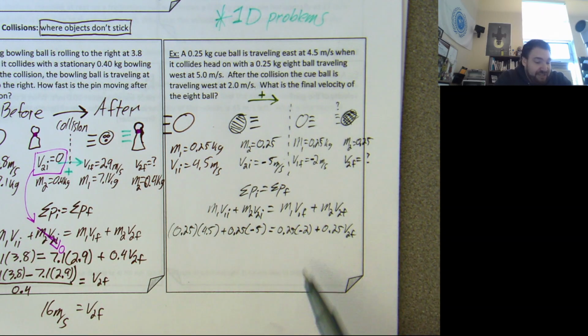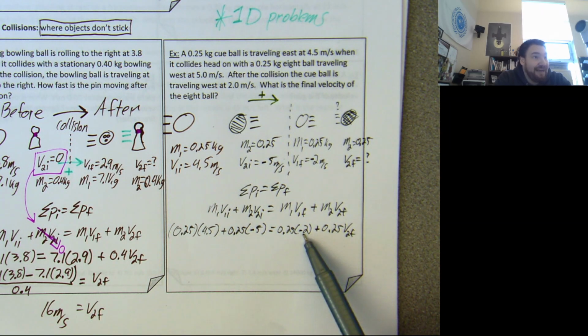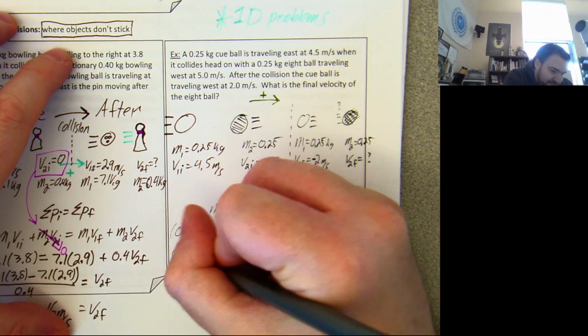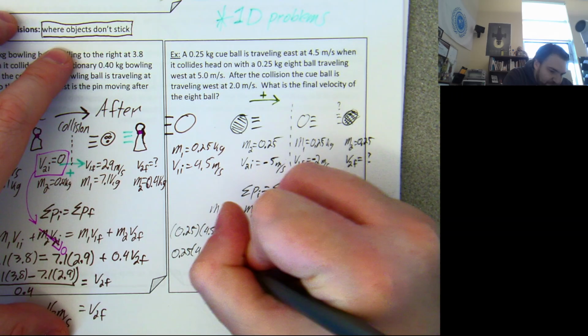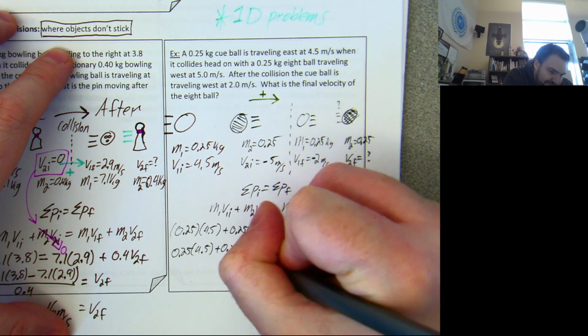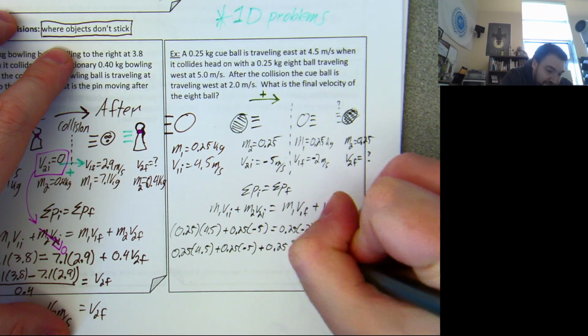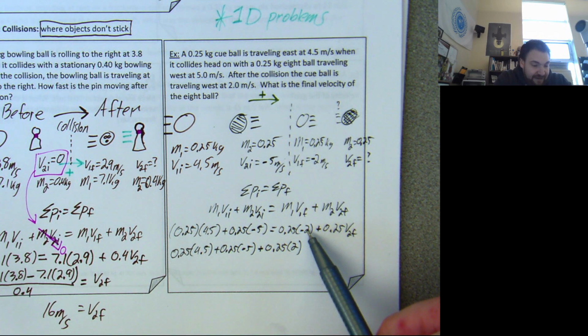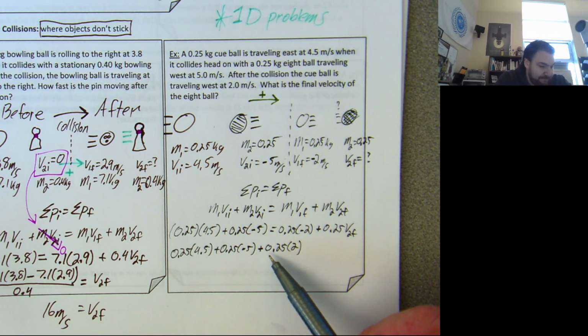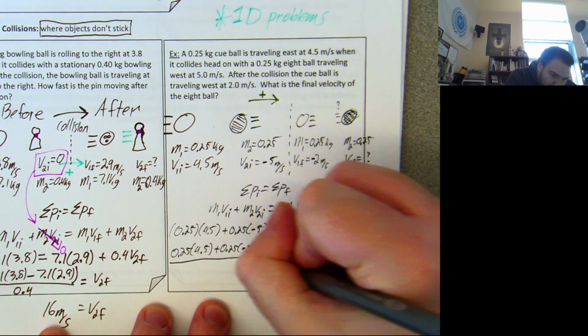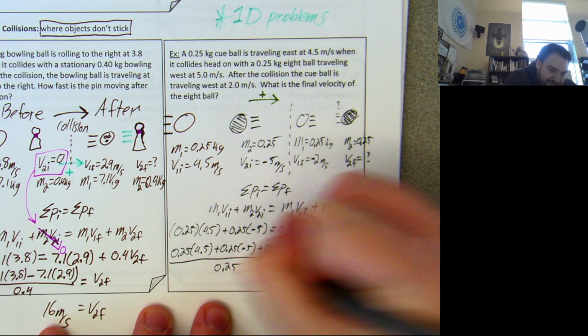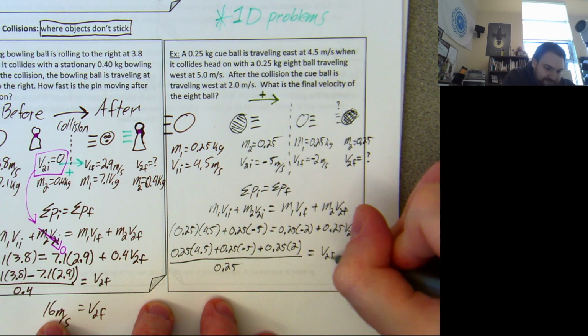So the first thing we're going to do is get rid of any term that doesn't include it. That'd be this guy right here. Now, this thing here is negative. The 0.25 times negative 2 is negative, so I'm going to add it to the other side. So this is going to become 0.25 times 4.5 plus 0.25 times negative 5 plus 0.25 times positive 2 now. It was negative, and I added it over to the other side. If I divide this whole thing by 0.25, this is going to equal V2 final.